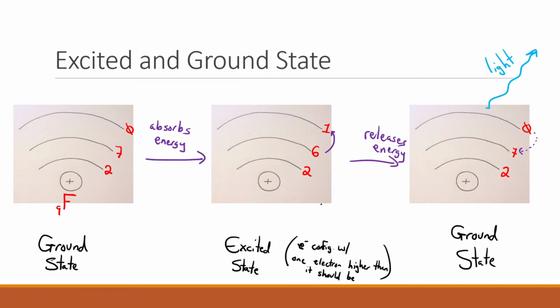We're always going to see just one electron out of place, though it is possible for any number of electrons to jump up any number of shells. But when we look at practice problems to make things a little easier on us, we're just going to see one electron higher than it's supposed to be.